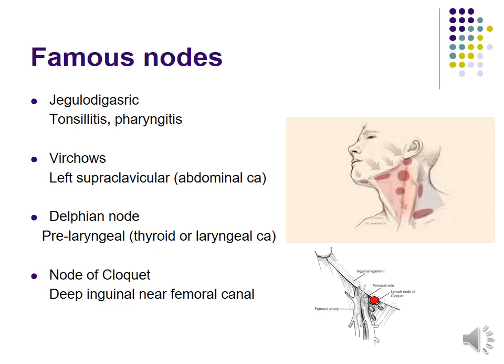Node of Cloquet is part of the inguinal lymph nodes. It lies deep in the femoral ring. Sometimes if it's enlarged, you can feel it clinically. It is usually enlarged due to spread from malignancy from the pelvis, mainly the uterus and ovary.